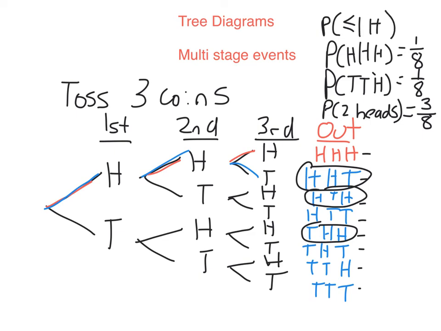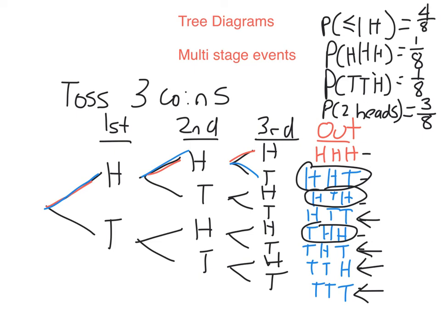So the probability that I get, let's say, no more than 1 head, so of course no more than 1 does include 1, so I just go through and look at my outcomes. So this has no more than 1 head, so does this, so does this, and so does this. So there are 4 ways it can occur, 4 out of 8 or a half, okay?